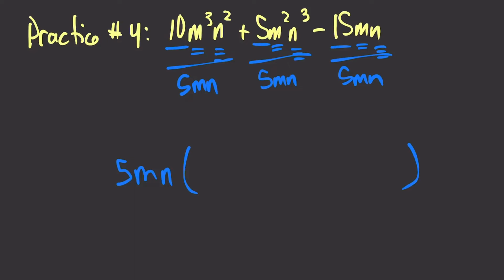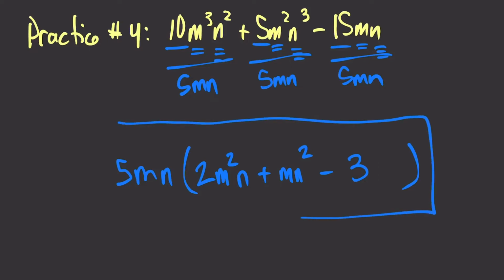Okay, so 10 divided by 5 is 2. M cubed divided by m is m squared. N squared divided by n is just n. Plus 5 divided by 5 is 1. M squared divided by m is just m. N cubed divided by n is n squared. Minus 15 divided by 5 is 3. And the m's cancel, the n's cancel. So here is my final answer. That's factored from the original trinomial.